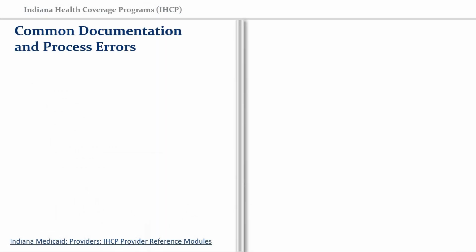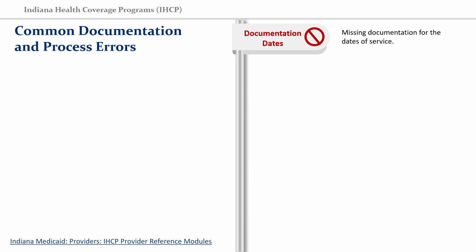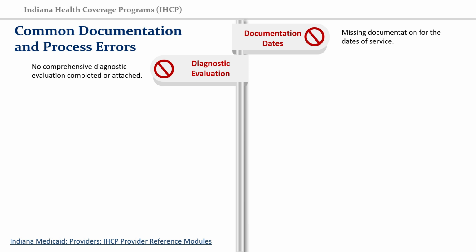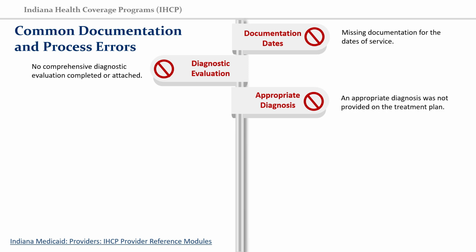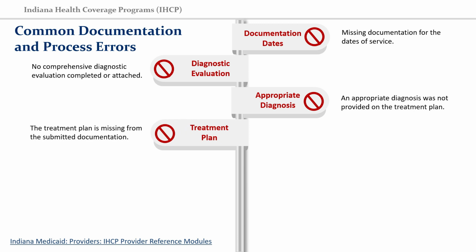While conducting reviews, the medical record reviewers find some common errors that can be prevented. Some of these errors are documentation dates, specifically required documents that were missing the billed dates of service. Diagnostic evaluation, specifically not disclosing the document in support of the service or not completing a comprehensive diagnostic evaluation. Appropriate diagnosis that was not provided on the treatment plan. The treatment plan was missing from the submitted documentation.